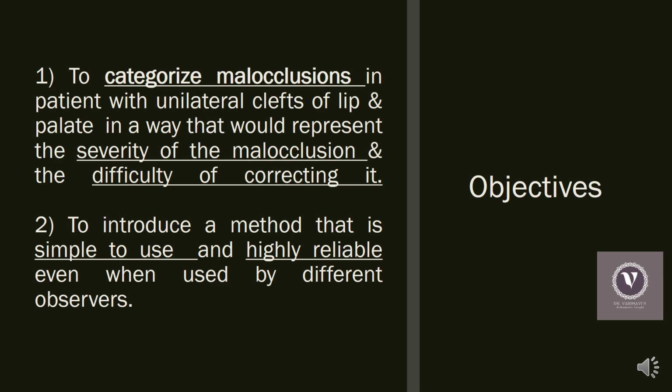So, what were the objectives of this study? The first objective was to categorize the malocclusions in patients with unilateral clefts of the lip and the palate in a way that would represent the severity of the malocclusion and the difficulty of correcting it. The second objective was to introduce a method that is simple to use and highly reliable even when used by different observers.